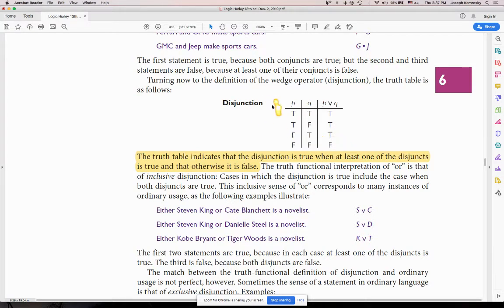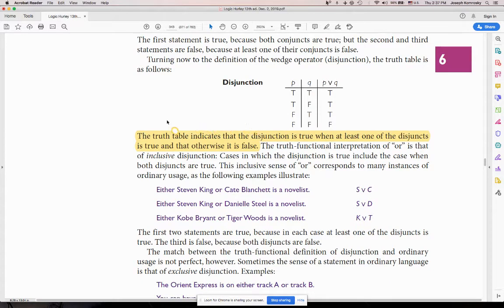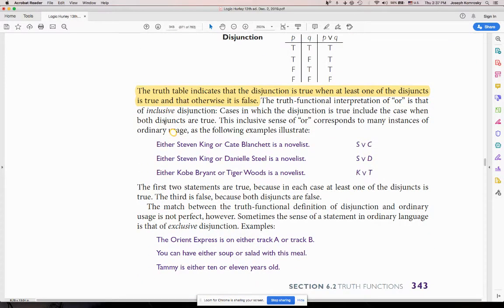So the only time this whole thing is false is when both sides are false. So if you get one side true, the whole thing's true. You can look at this. So I got a true and a true, the whole thing's true. One side's true, the other one's false, no problem. Whole thing's true. That's why we use the word either or, giving you two possibilities. It's either one or two. Is one of these true? One of those are. You're good. So let's give you some examples here. Either Stephen King or Kate Blanchett is a novelist.